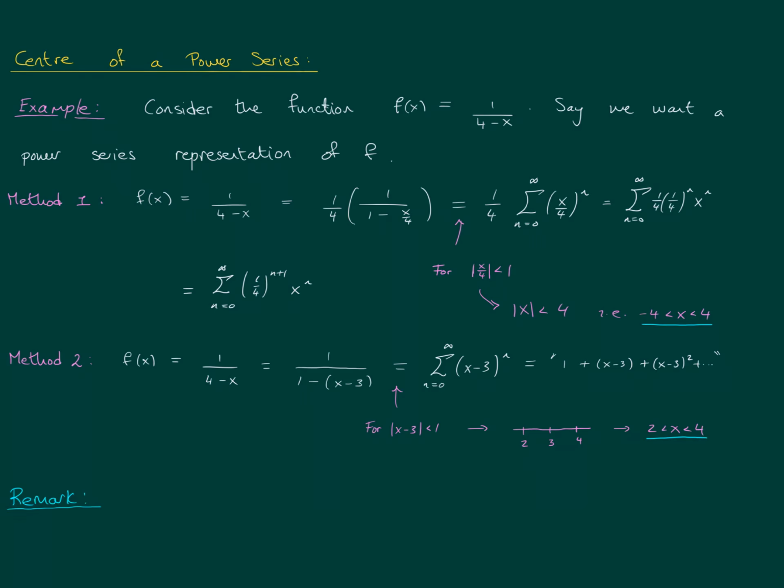So remark, the interval, and what do we notice about the difference? What's different about this second type of interval? The interval in method 2 is centered at 3 rather than centered at 0 like all the intervals we've done before this have been. Okay? And this is going to motivate the next definition. Okay, so definition.